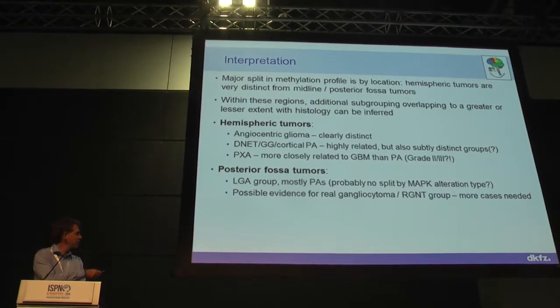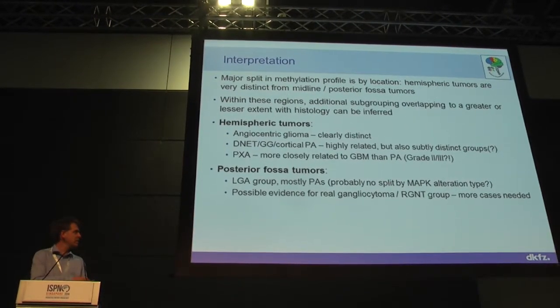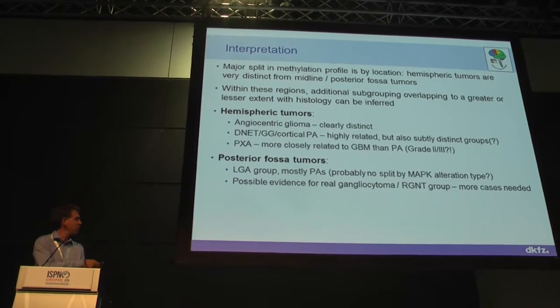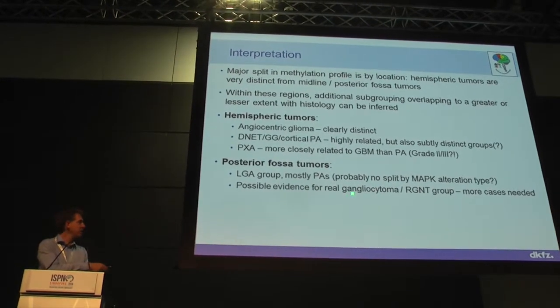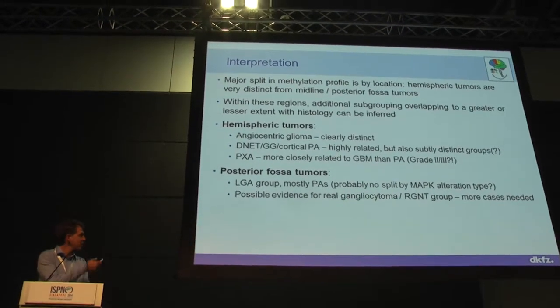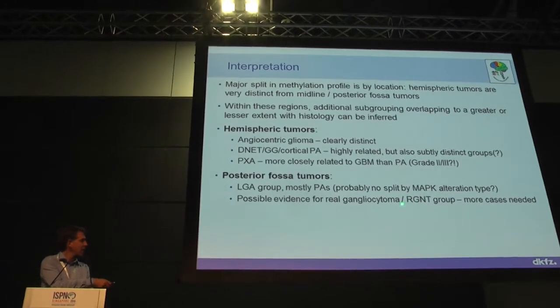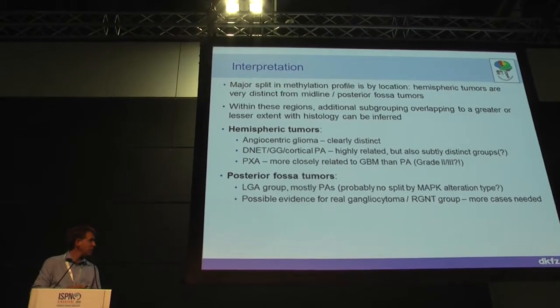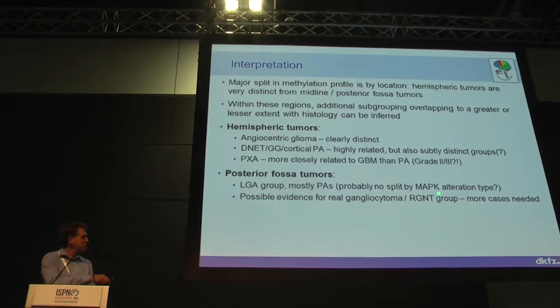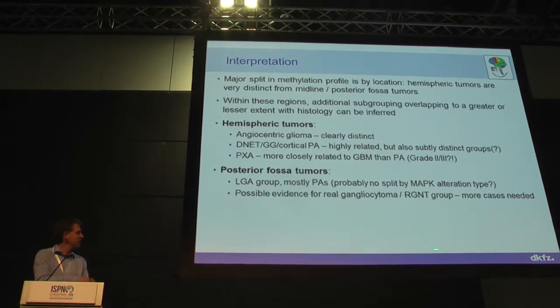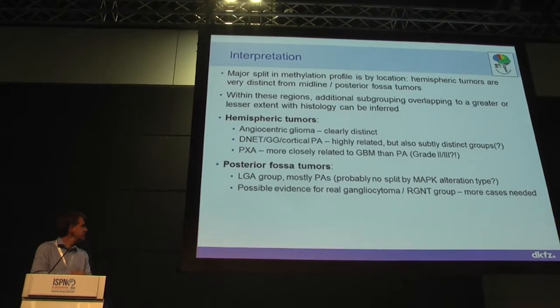We also have first evidence, and we need more samples to really confirm that, for biologically different entities in terms of gangliocytoma and rosette-forming neural tumors of the fourth ventricle, but here we need more cases.